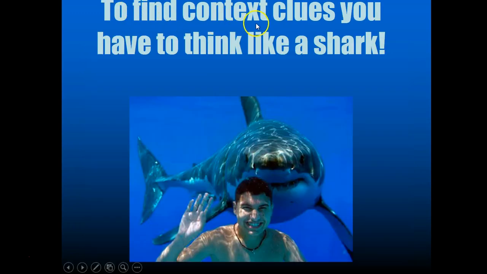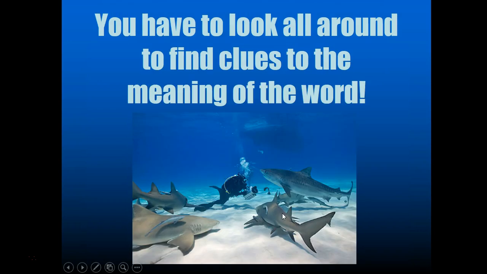To find context clues, you have to think like a shark. That shark looks a little mischievous there. You have to look all around to find clues to the meaning of the word. So there are all these different kinds of sharks around that scuba diver, just like you would need to look all around you to find clues in the text. Sentence above, sentence below, maybe even earlier in the paragraph or later in the paragraph. So you have to look all around.